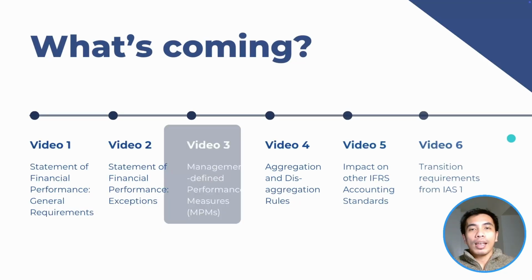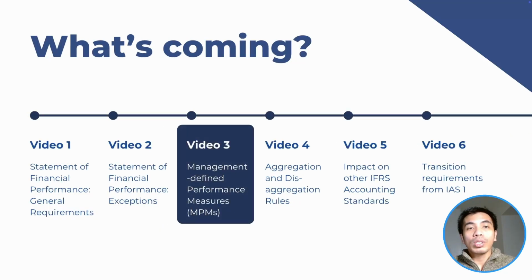So let's start. This video is part of a series of uploads about IFRS 18. In this video number 3, we discuss Management Defined Performance Measures. In our previous videos, we discussed the general requirements for the new income statement format under IFRS 18. For video number 2, we discussed the exceptions to the general requirements we discussed in the first video upload. And now we're discussing management-defined performance measures. For the next few videos, we will be discussing the aggregation and disaggregation requirements, the impact on other IFRS accounting standards, and the transition requirements when we're finally going to transition from IAS 1, the previous standard, to IFRS 18.